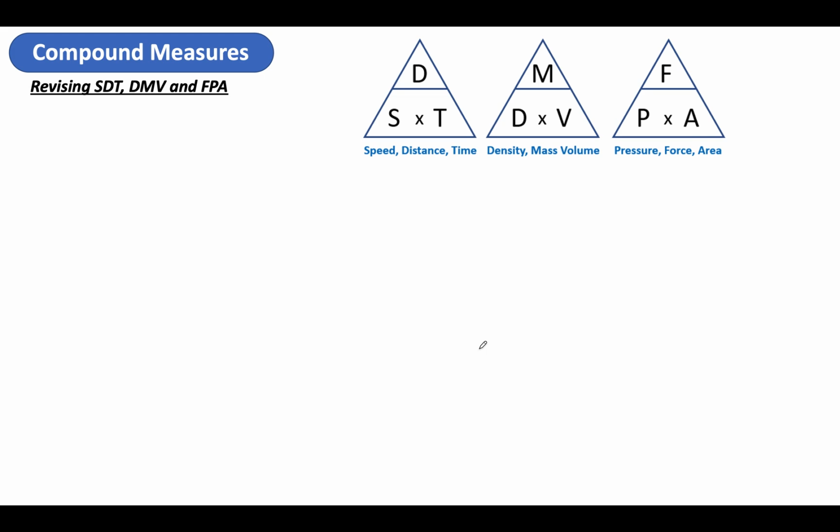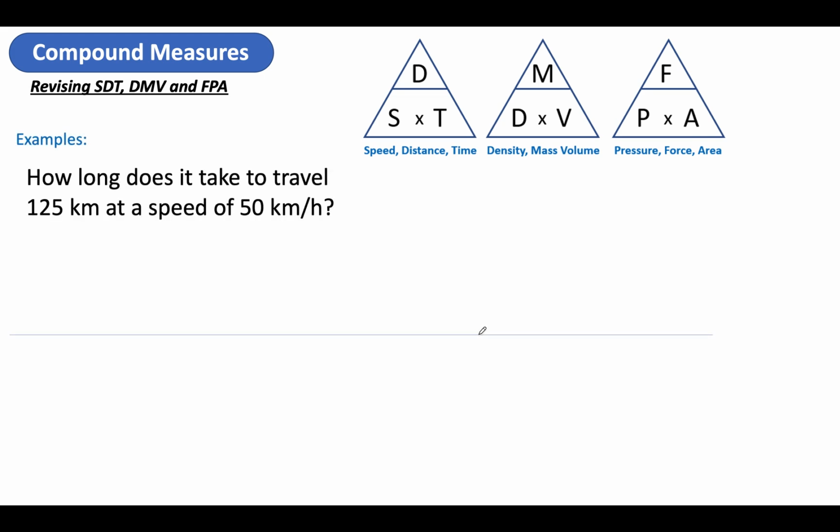Let's put those little triangles up in the top right of the screen, and let's just try a couple of example questions. These shouldn't be too taxing for us. How long does it take to travel 125 kilometers at a speed of 50 kilometers per hour? Well, how long? What they mean by that is not the distance, is it? It's the amount of time. So there's my time. Now if I look at my triangle, if I covered up the time, I'd be left with d over s. So that means distance divided by speed.